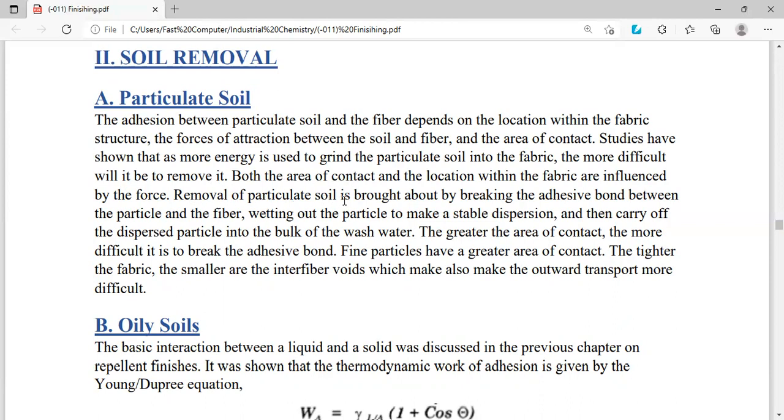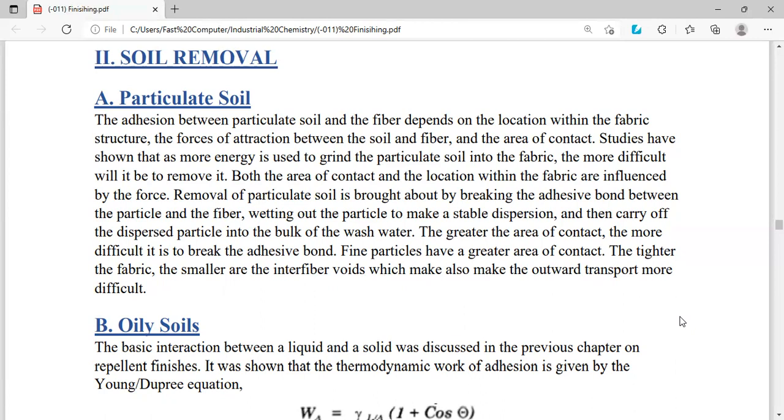Removal of particulate soil is brought about by breaking the adhesive bond between the particle and the fiber, wetting out the particle to make a stable dispersion, and then carrying the dispersed particle into the bulk of the wash water. The greater the area of contact, the more difficult it is to break the adhesive bond. Fine particles have a greater area of contact. The tighter the fabric, the smaller are the interfiber voids, which also make the outward transport more difficult.